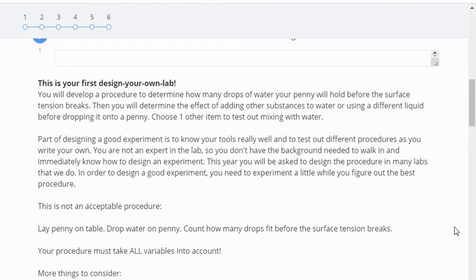Okay. So today we are going to see how many drops of water your penny will hold before the surface tension breaks. Then you are going to see how it works differently. Can you have the same number of drops if you're using a different liquid or a solution with water? So when I talk about solutions, that's going to be mixing something into the water, dissolving something into that water to make it a solution rather than just water.